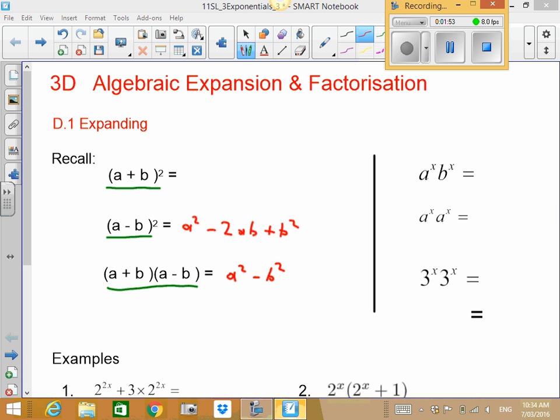With the expressions on the right-hand side, a to the power of x times b to the power of x, that's the same as writing ab all to the power of x. a to the x times a to the x. There's a couple of ways we could think about that. Firstly, we could do the same as we did before and write a squared all to the power of x, which is the same as a to the power of 2x, using the power of a power law. 3 to the x times 3 to the x is the same as 3 squared to the x, or 9 to the power of x.